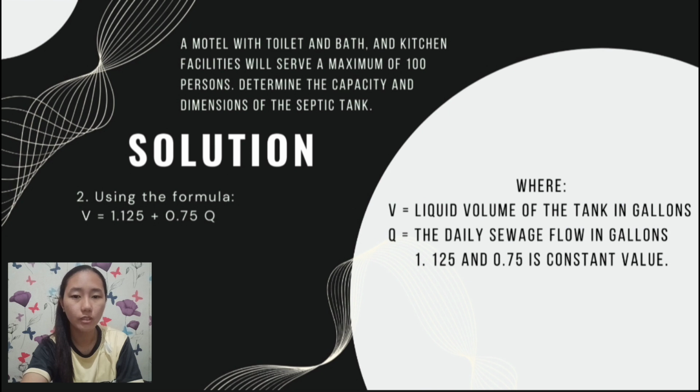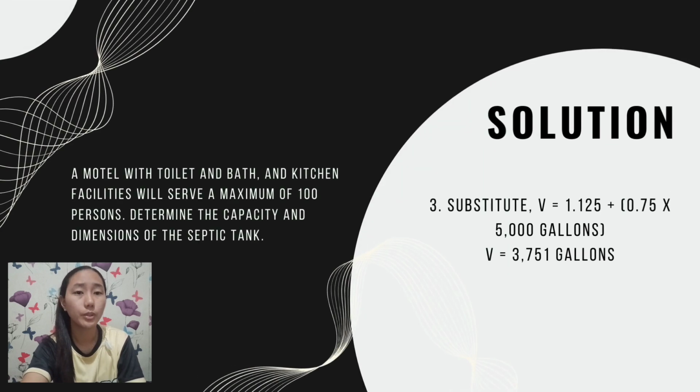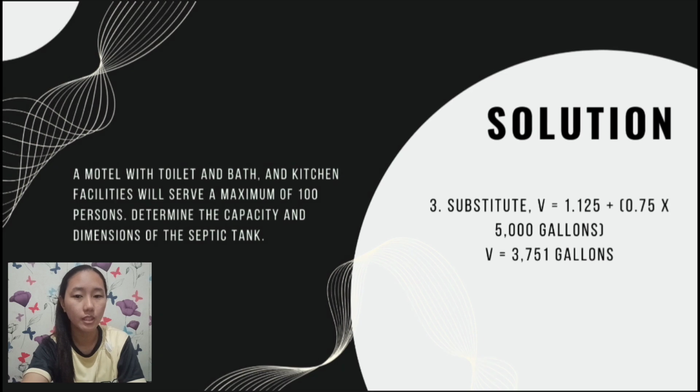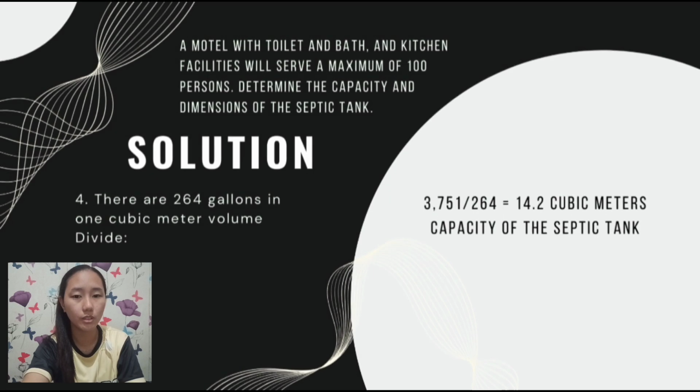So, 1,125 and 0.75 are constant values. Substitute: volume equals 1,125 plus 0.75 times 5,000 gallons. So, it equals 3,751 gallons. Number 4, there are 264 gallons in 1 cubic meter. So, divide 3,751 by 264, which equals 14.2 cubic meters. That is the capacity of the septic tank.